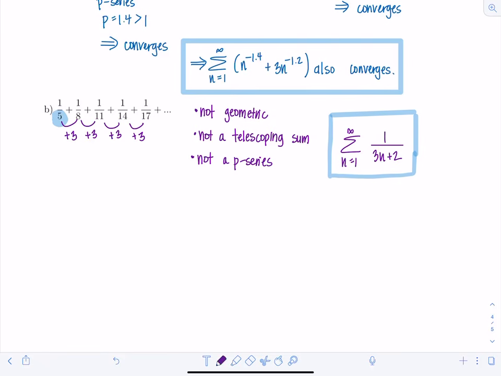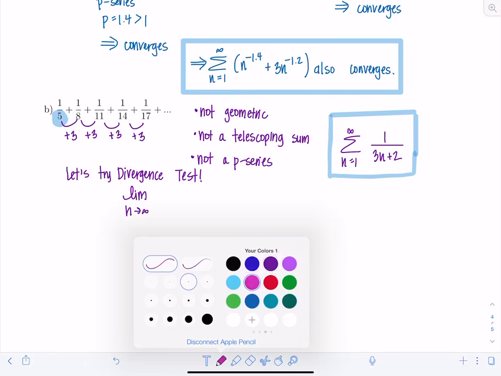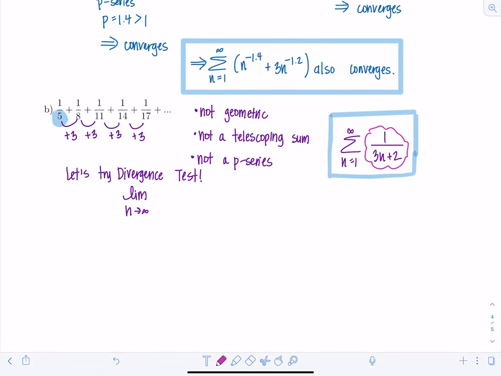Well, let's try the test for divergence. I mentioned in the previous video, you always want to check this first, at least mentally, even if you don't write it out. So let's try the test for divergence, or divergence test, meaning I'm going to take the limit as n approaches infinity of a sub n, of just the terms, 1 over 3n plus 2. What is that limit? It's 0.